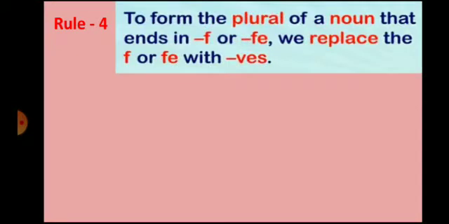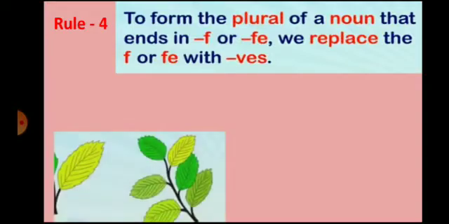Now we will see rule number 4. Now we will see what is there in rule number 4. As we have seen in rule number 3, it is similar to that. To form the plural of the noun that ends in f or fe. So if there is f or fe at the end, as we have seen in rule number 3 with y, we replace the f or fe with ves. So what we have to do? We have to cancel f or fe. If there is f or fe at the end, we have to cancel f or fe and at that place we have to write ves.